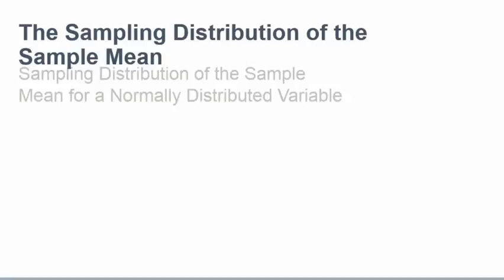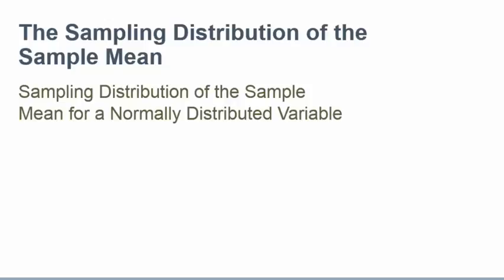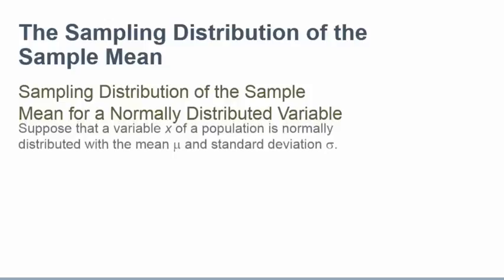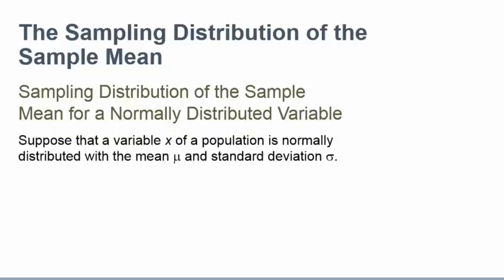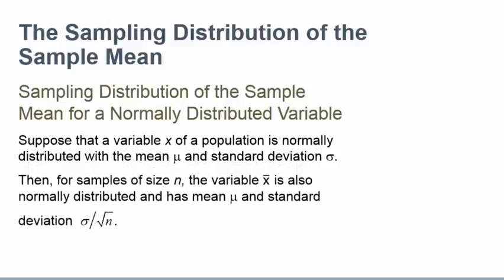The sampling distribution of the sample mean for a normally distributed variable. Suppose that a variable x of a population is normally distributed with a mean mu and standard deviation sigma. Then, for samples of size n, the variable x bar is also normally distributed and has mean mu and standard deviation sigma divided by the square root of n.